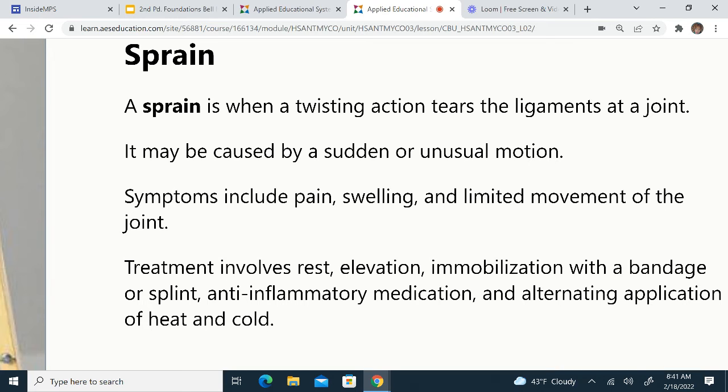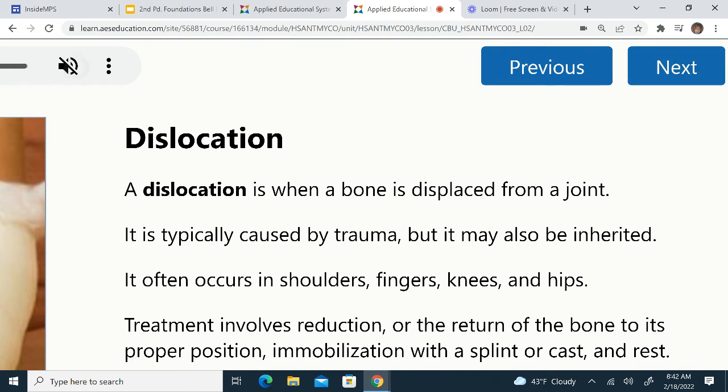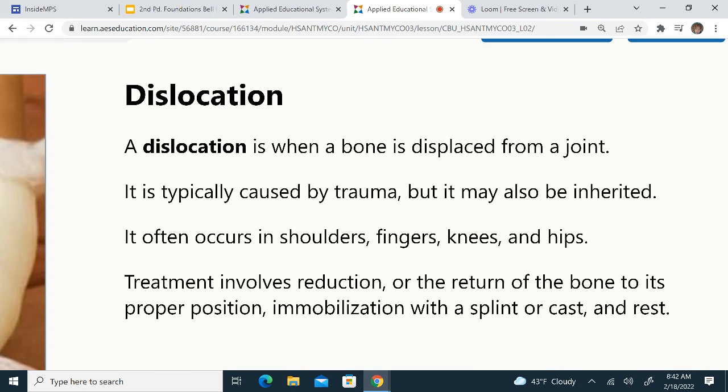Go ahead and get on your sheet that I gave you. On the back side, you see your name. This is what you need to be writing. Dislocation. Dislocation is when a bone is displaced from a joint. So write that down. If you dislocate something, that means your bone comes out of where the joint is.